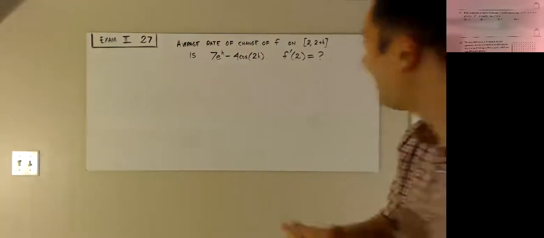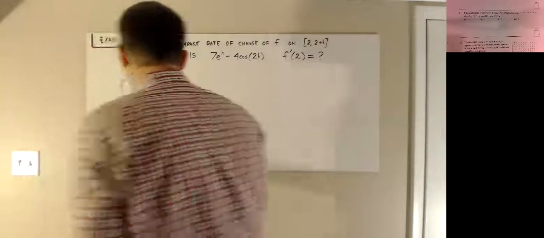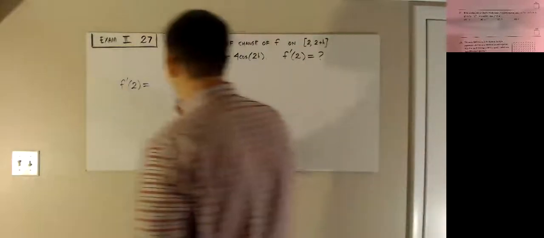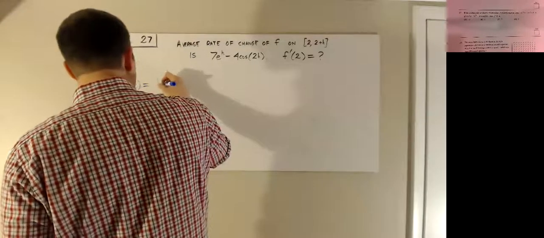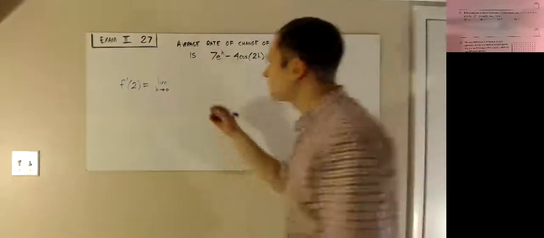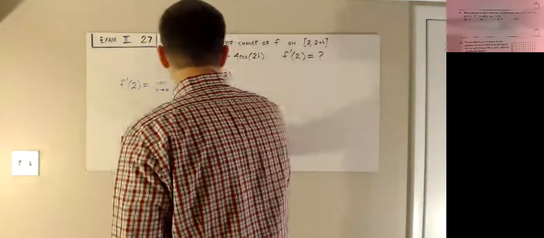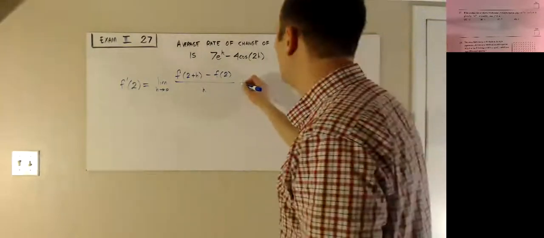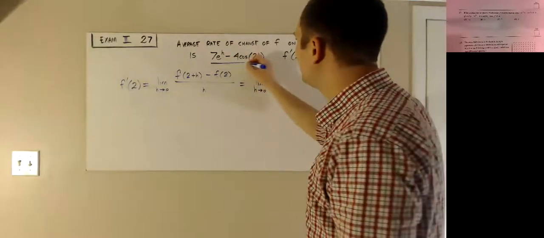So here we go. f prime of 2 is what? Is the question. Well, we don't know anything about the function itself necessarily, but we can use the definition of the derivative here and say it's the limit as h goes to 0 of f of 2 plus h minus f of 2, all over h, right? And then now we see that that's the limit as h goes to 0 of this right here.